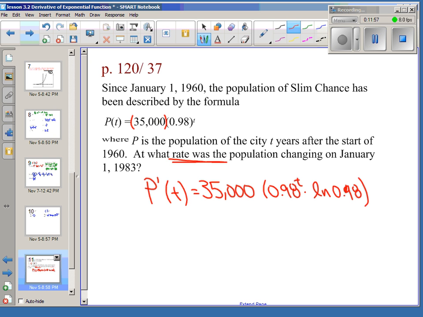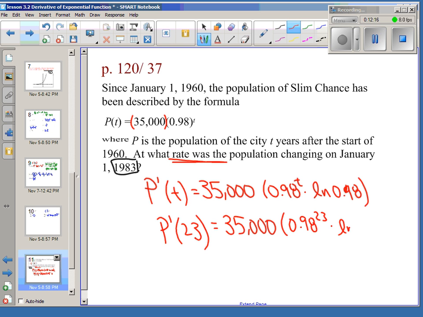And we need to evaluate this in 1983, which is 23 years after 1960. So our t value should be 23. So you can plug in 23 for t, and we get 35,000 times 0.98 to the 23rd power times the natural log of 0.98. And you can evaluate this function and figure out what the rate of change is for the population. I'm not going to do that. My calculator's a little bit slower than you, so I'll let you go.